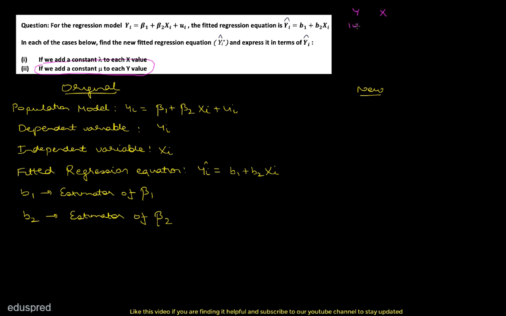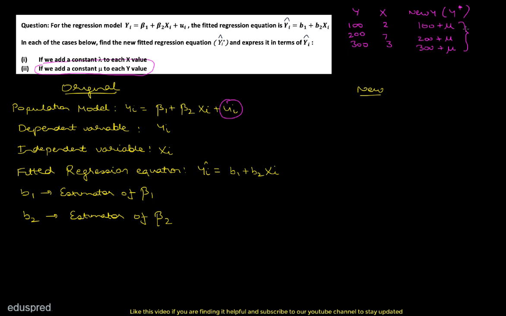We will have y. So let's take 100, 200, 300 over here. And let's say x values are 2, 7 and 3. Now we are not changing the x variable, but we are changing the y variable. So the new y variable, which I can also call y star, is actually equal to 100 plus mu, 200 plus mu and 300 plus mu. Note that this is mu over here and this is u over here. This is population error, and mu is just some random constant that we are adding to each value of y.